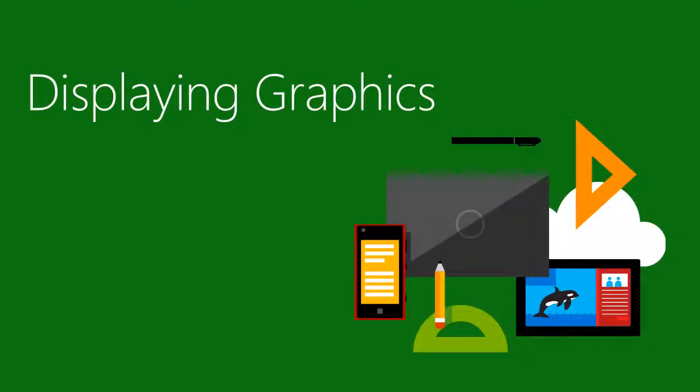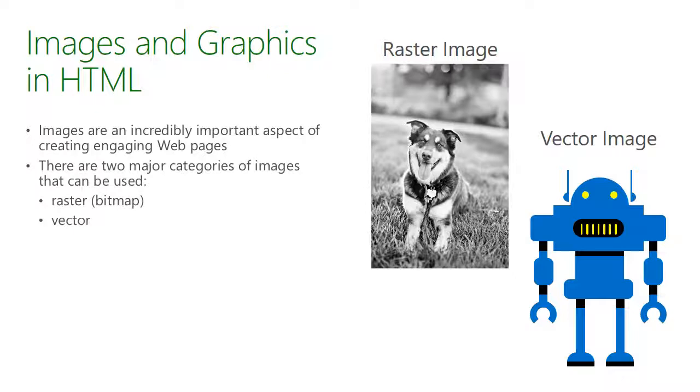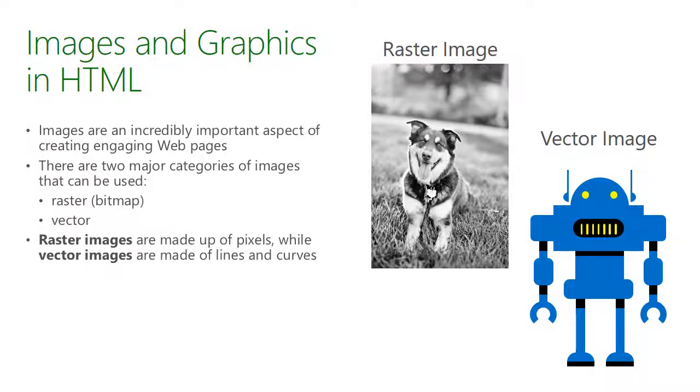We're going to look now at displaying graphics in HTML. So, images and graphics in HTML. Images are an incredibly important aspect of creating engaging web pages, and there are two major categories of images that can be used. We've got raster images, which are bitmaps, and we've got vector type images. You can see from the two examples that they're very different types of image. Raster image, typically a photo, that sort of thing. A vector image, typically produced by a designer for illustrations and so on. So the raster image is made up of pixels, whilst vector images are made up of lines and curves.